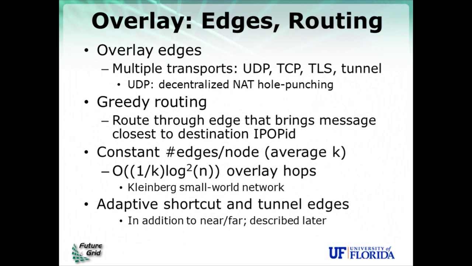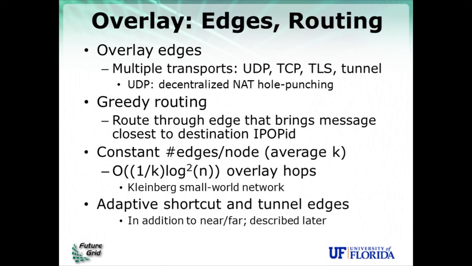The overlay edges can be tunneled over multiple transports, UDP or TCP, and we'll see later an example of a tunnel edge. UDP is preferred because it supports decentralized NAT traversal using hole punching. Greedy routing is used like I described in the previous slide. Each node forwards the message through the edge that brings the message closer to the destination in the identifier address space.